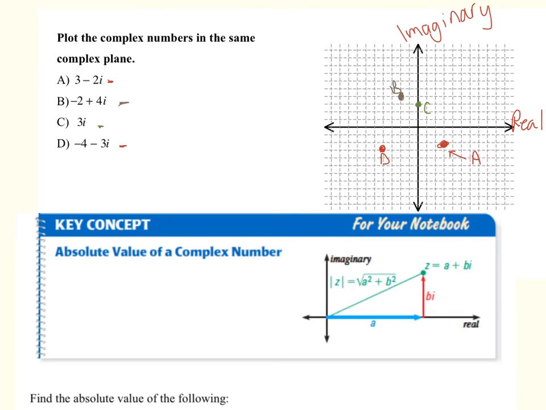We can also find the absolute value of a complex number. Recall that the absolute value of a real number is the distance from 0 on a number line. But with complex numbers, we can't just use a one-dimensional number line. There are 2 dimensions to it: the real part and the imaginary part. So we have to use our 2-axis system, and to find the absolute value, we're going to bring in the Pythagorean theorem.